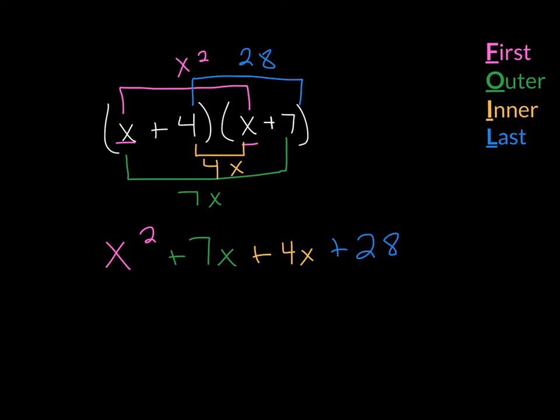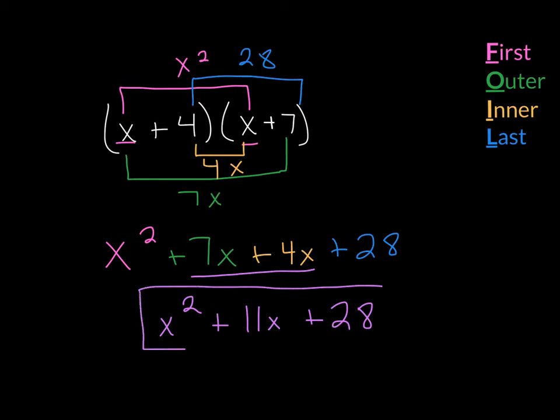Then we just need to go back and simplify or combine our two middle terms. So you have x squared plus 11x plus 28. Now we don't have any more like terms, so that would be my final answer. Usually your answer will be a trinomial or 3 terms.